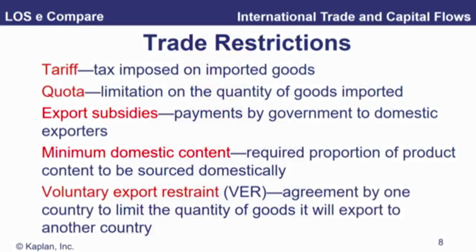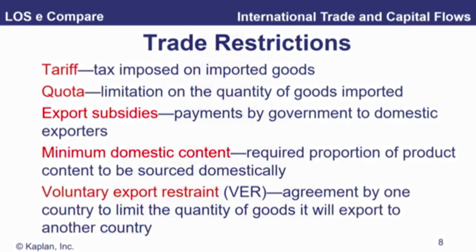So here are the restrictions. Tariffs. Pretty straightforward. It's a tax imposed on imported goods, a tax at the border, if you like. And quotas, a limitation on quantity. So tariff, you just add to the price. Quota, you limit the amount coming in. Thirdly, export subsidies, so they're payments by the government to domestic exporters to try and boost exports. And minimum domestic content, a required proportion to be sourced domestically. Those middle two are not really as exciting for us in the exam, at least, as tariffs and quotas.